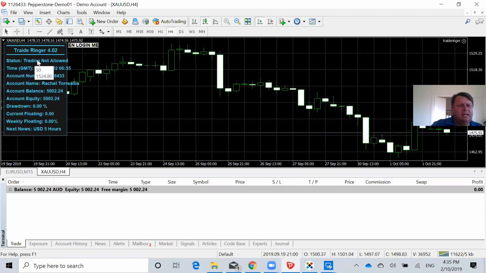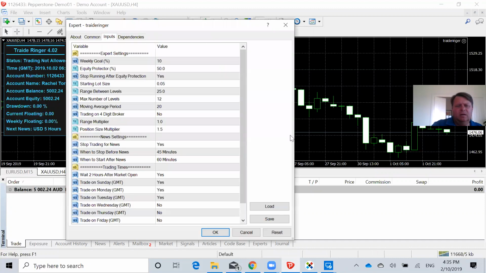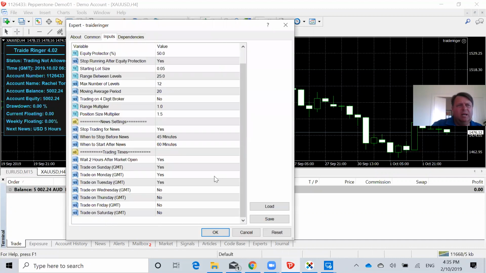Trading not allowed, status, trading not allowed. I'm not sure why it's got trading not allowed. So you can see here the news is news in 5 hours. Well, it's outside that particular time period. The only thing I could think of is because I've listed it as Wednesday. Wednesday is no, and it's Wednesday here. I change that to yes.